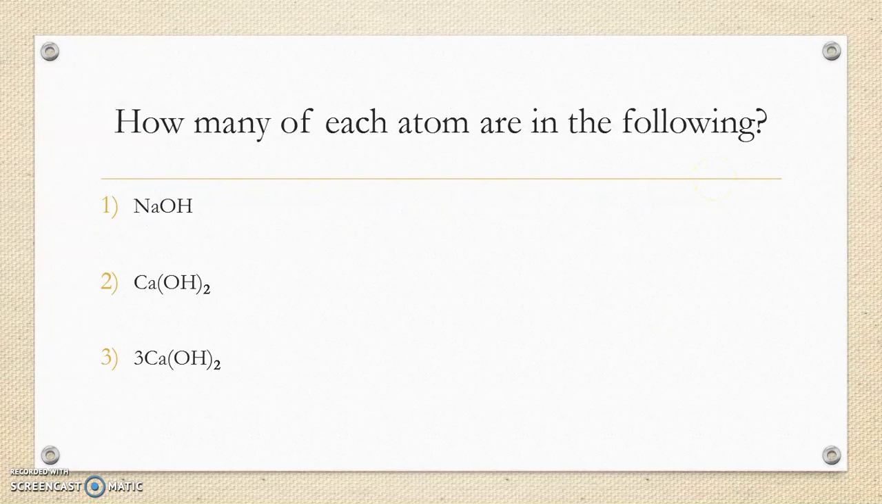So let's review this. We've already done this before, but we're going to review it anyways. How many of each atom are in the following? So how many Na's do I have? I have 1. How many O's? 1. How many H's? 1.